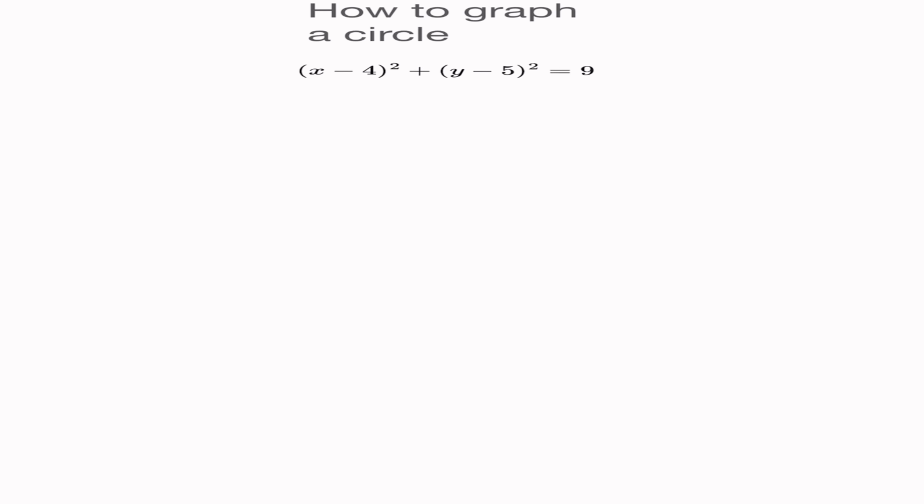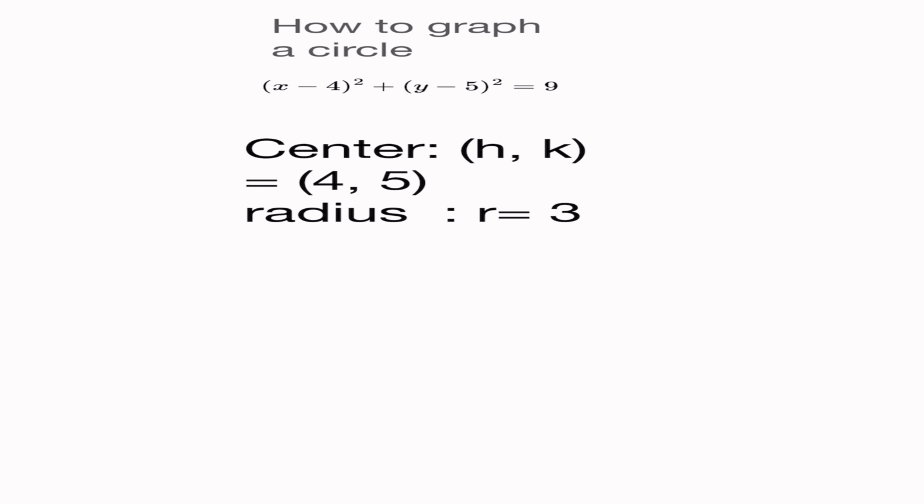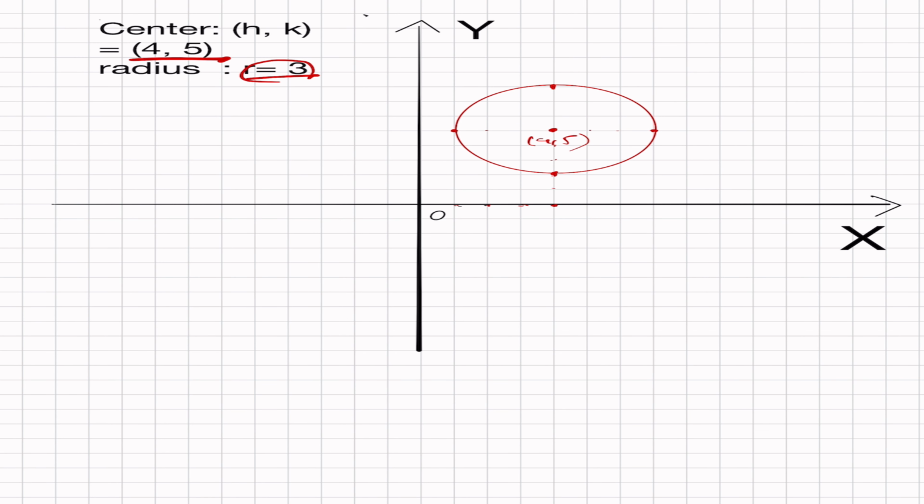Now let's find out how to graph a circle, right? To graph a circle, again we have to find out first the center and the radius, which I found here. Since here it's -4 and -5, the center is going to be (4, 5), and 9 is going to be the square root of 9, which is 3, right? Now let's graph it.